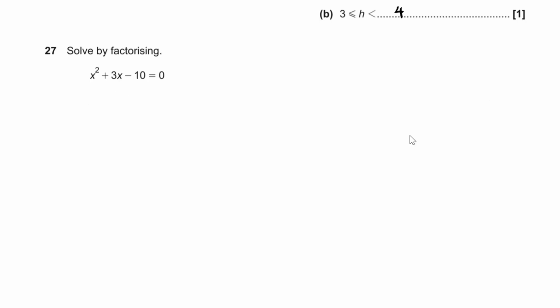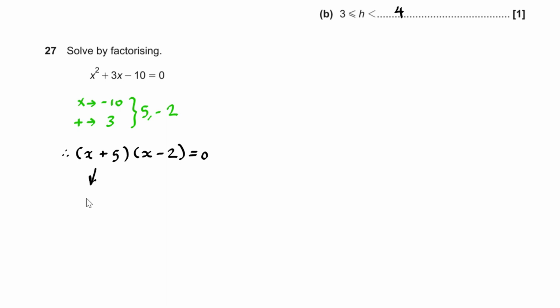Question number 27, we have to solve by factorising x squared plus 3x minus 10 equals 0. Well, we need two numbers which multiply to give minus 10 and add to give 3. You'd find those two numbers to be 5 and minus 2. And therefore when we come to factorise, we would have x plus 5 lots of x minus 2 equaling 0.